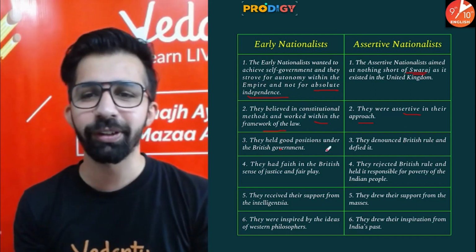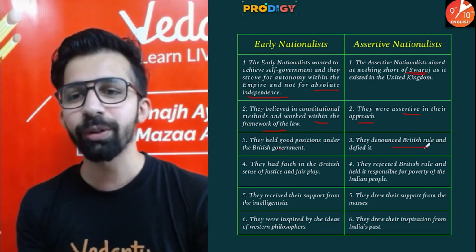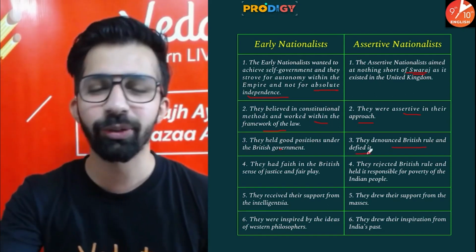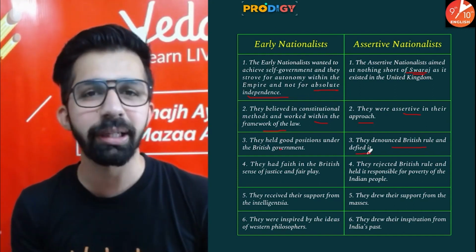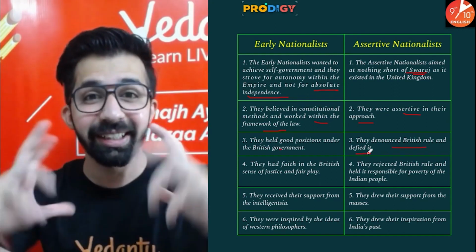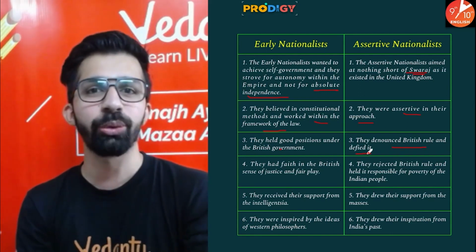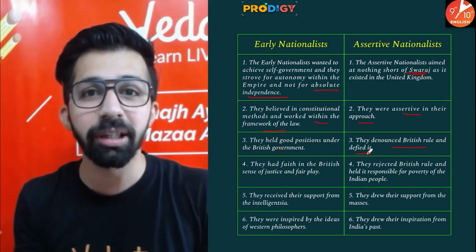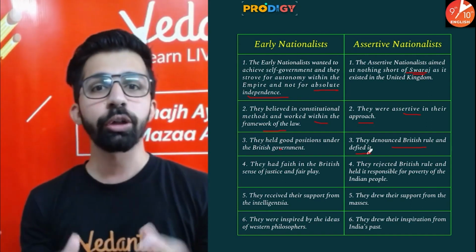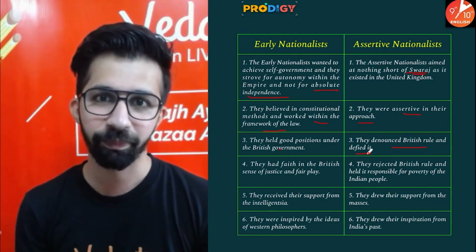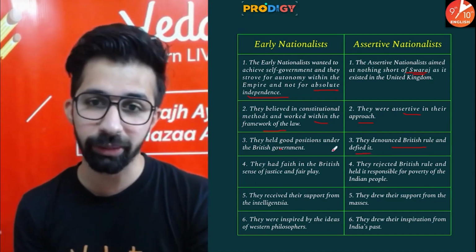On the other hand, if we talk about our assertive nationalists, our radicals, they denounced British rule. Guys, what is denouncing something? To refuse something. So they started criticizing British rule. They started condemning the constitutional law of Britishers. Guys, what is condemning something? To show complete disapproval. So they started showing complete disapproval against their constitutional means.